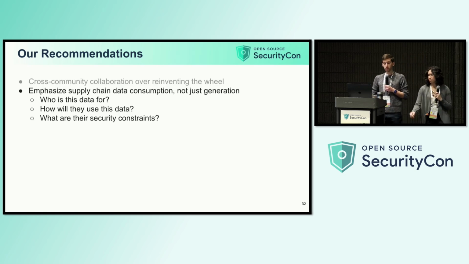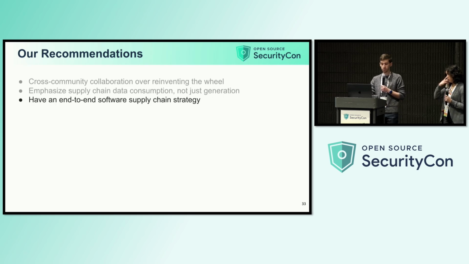So another recommendation is that we want you to think about not just generation, but consumption of the supply chain metadata that you're producing, right? Who is this data ultimately used for? How are they going to use this? Again, thinking about threat modeling, what are the security constraints here? Which kind of brings us to this last point, which is have a full end-to-end strategy. It will help to dictate not only what tools we need to build, but what tools ultimately get integrated into the pipelines. And when we're talking about larger monolithic frameworks like integration tooling, we need to have this full end-to-end story in place. So ultimately, we're going to create ecosystems that are more composable and integrated.